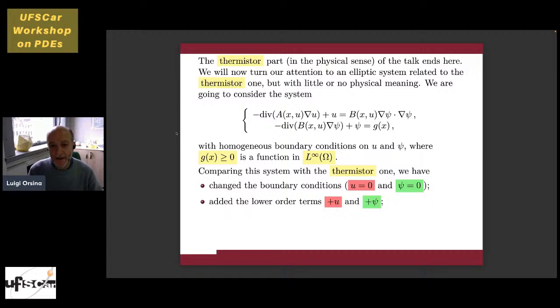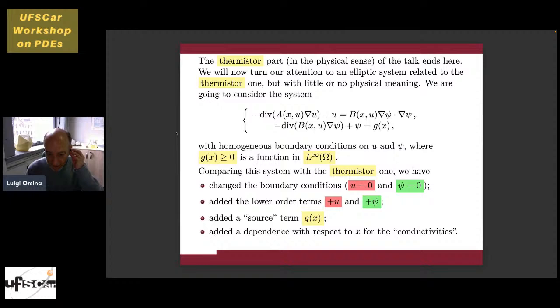Then we have added the source term, G of X, that is to say we have exchanged the boundary data with a source term, so we are adding electrical charges somehow on omega; the second equation is the electrical one. And we have added a dependence with respect to X for the, let's say under quotes, conductivities A of X, U and B of X, U, which appear in the equation. So these are the main differences.